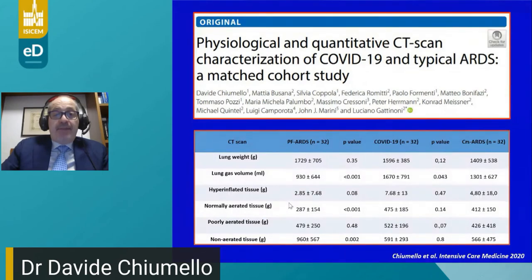This was a very recent study in which we analyzed the different behavior of patients with COVID-19 compared to patients with typical ARDS not due to COVID-19, presenting the same severity of hypoxemia, in the left column, and in the right column, ARDS patients, not COVID-19 related, with the same characteristics of respiratory mechanics. And what we found is that COVID-19 presents a similar lung weight, so a similar amount of edema, but a significantly higher amount of lung gas volume compared to ARDS, and a significantly lower amount of not aerated tissue. So this clearly explains why patients with COVID-19 should maybe be treated in a different way compared to typical ARDS.